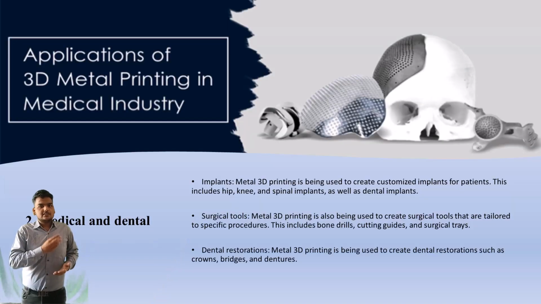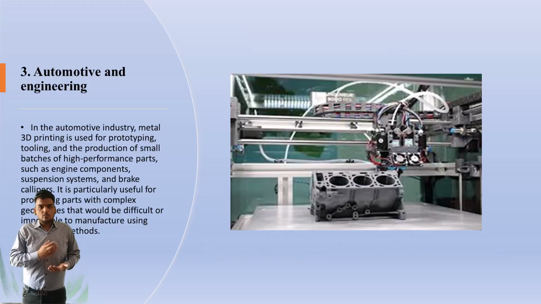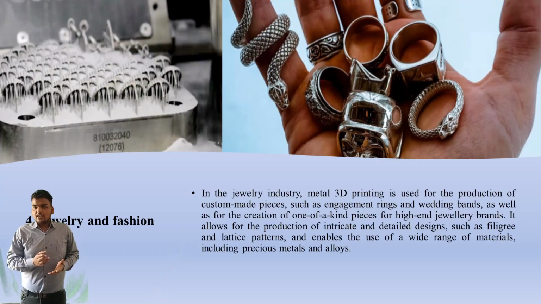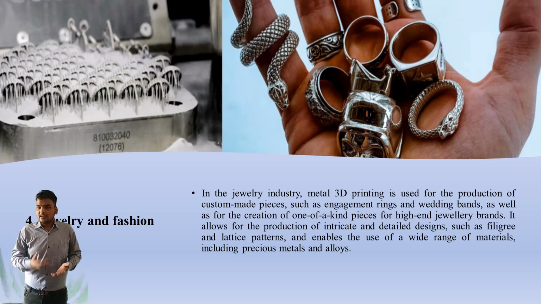The next application is in the medical and dental field, where we can make customized implants, surgical tools, dental restorations, etc. Another application is in the automotive industry. For example, some engine blocks are being made using the 3D printing technique at a prototyping stage, as we can see in this picture. One more application of metal 3D printing is the jewelry and fashion industry. In the jewelry industry, we use metal 3D printing techniques to make molds of jewelry like rings, necklaces, etc.